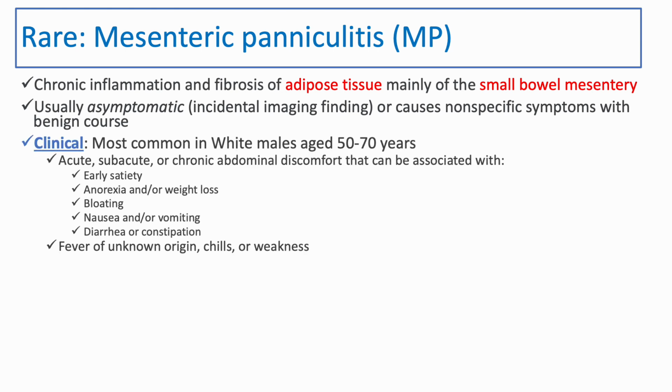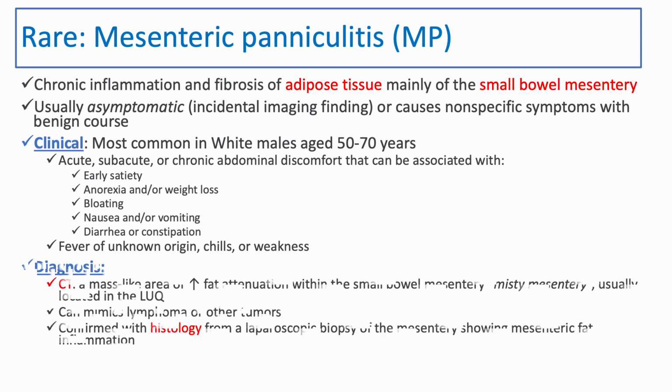Clinically, this condition is most commonly seen in white males aged 50 to 70 years. Again, it can present acutely, subacutely, or chronically with some chronic abdominal pain or discomfort. Some other GI symptoms include early satiety, anorexia, weight loss, bloating, nausea or vomiting, diarrhea or constipation. And interestingly, it can be one of the causes of fever of unknown origin. Patients might have inflammatory symptoms like chills, weakness, and intermittent fever.